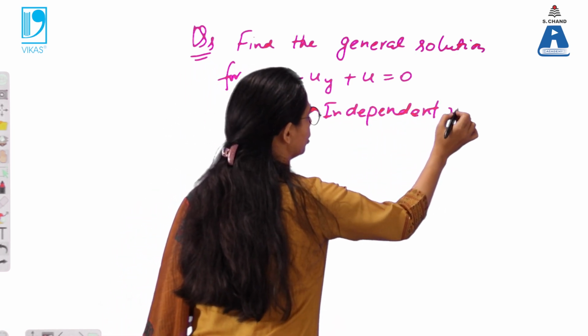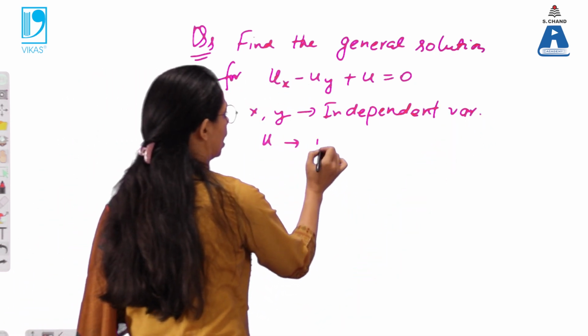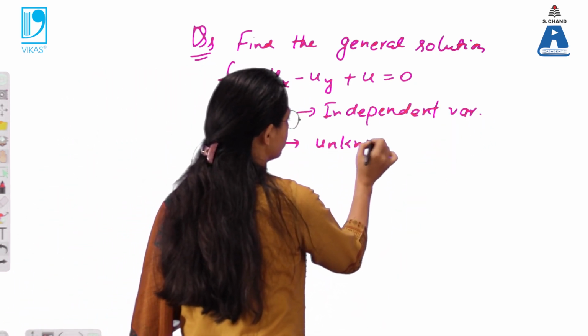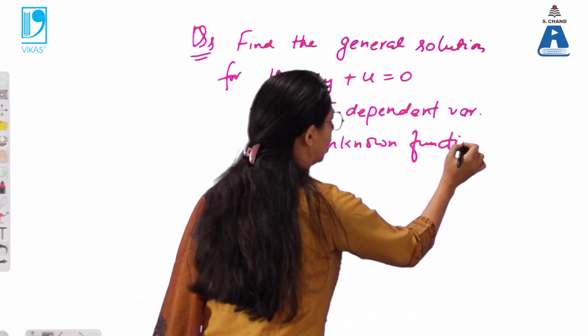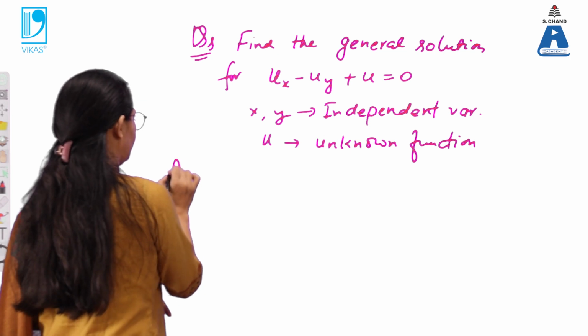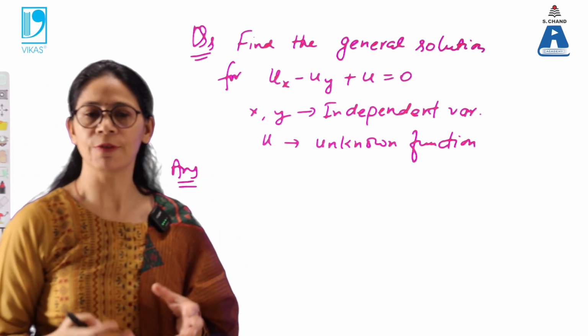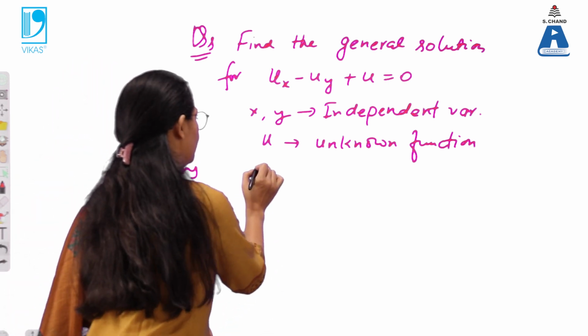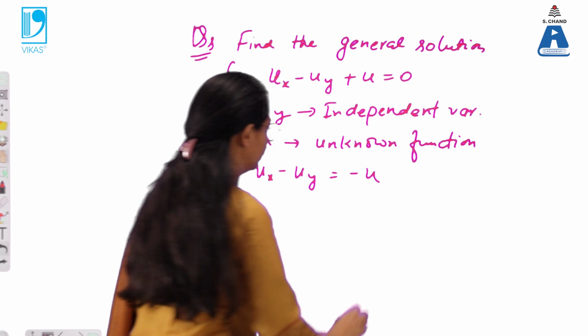Therefore, the final solution should be written in terms of the independent variables, and our u is the unknown function for which the solution needs to be found. So this is the unknown function. We will write this strictly in the Lagrange's form. So ux minus uy is equal to minus u.